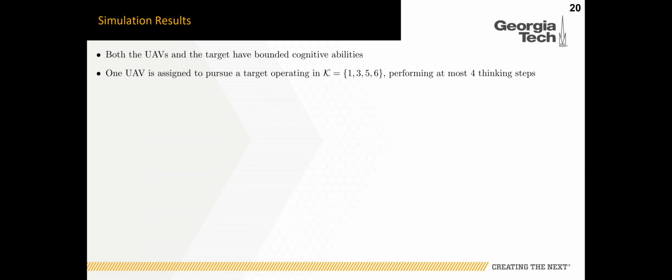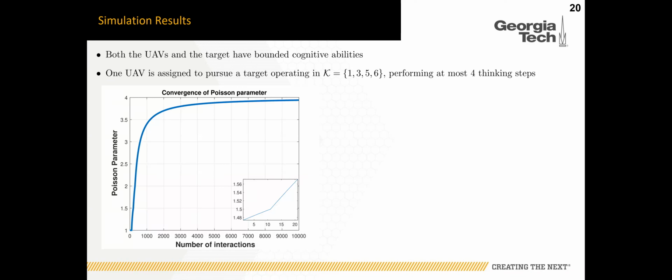Okay, so now let's say that the UAVs and the target have bounded cognitive capabilities, where one UAV is assigned to pursue a target, with players operating at different levels. So you can think that they're operating at level 1, level 3, level 5, and level 6, and they're performing at most 4 thinking steps. Remember that, as I told you before, in order for me to learn the cognitive capabilities, I also have to learn the Poisson parameters. And you see that eventually, after a number of interactions, I was able to learn the Poisson parameters. And the spike in the beginning, as you see over here, is where the target performs 1 thinking step and moves to a higher level of intelligence.